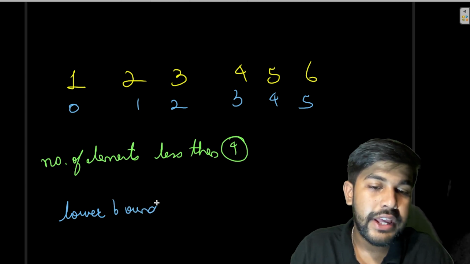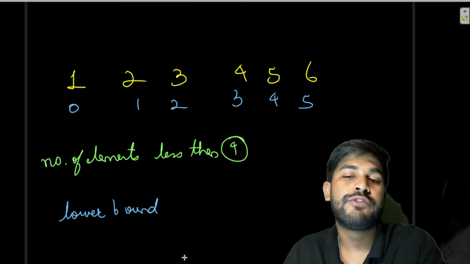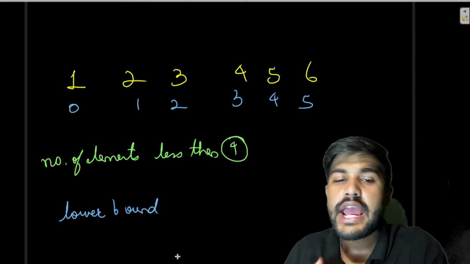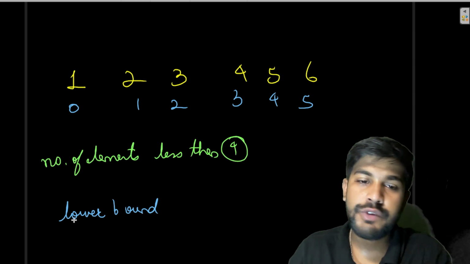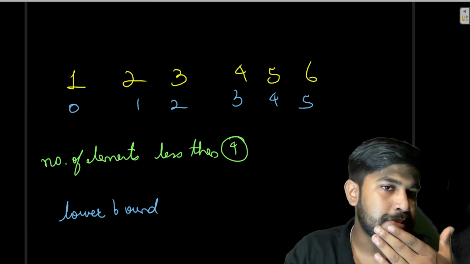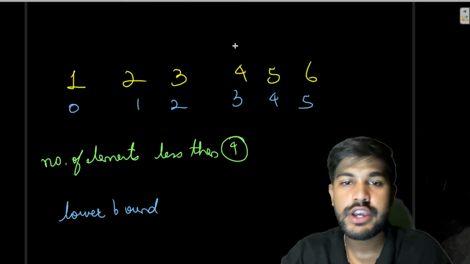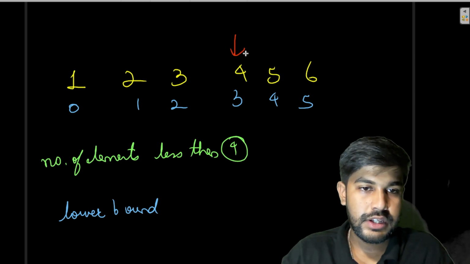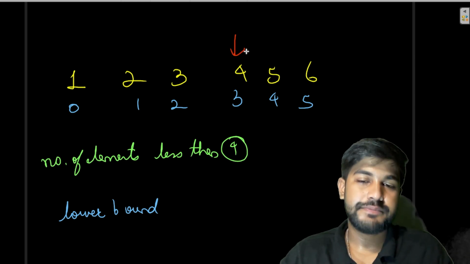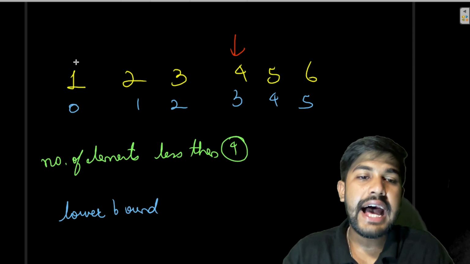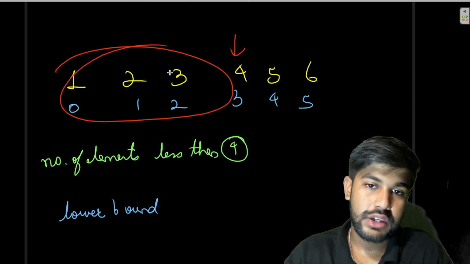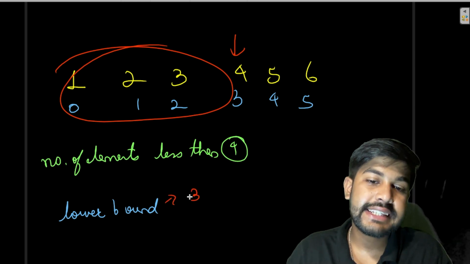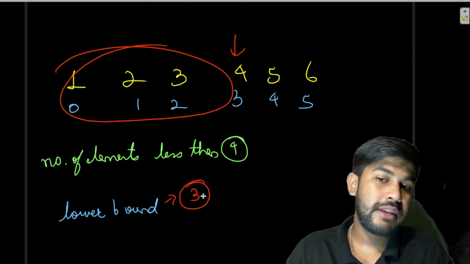So lower bound, if the element is present, it would tell us the first occurrence of it. If it is not present, it would point to the next greater element. So we want the less than that. Whatever element it is pointing to, it is in our favor. So it would point to this one. So we would have the indexing, that is 3. So we would have the indexing 3, the number of elements less than that.